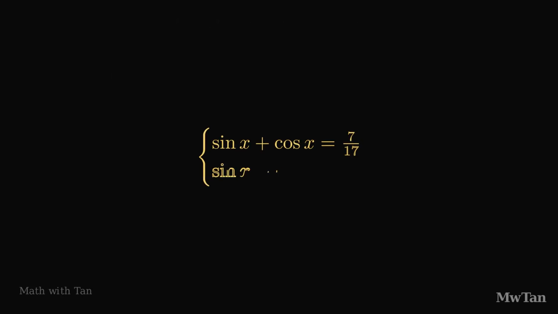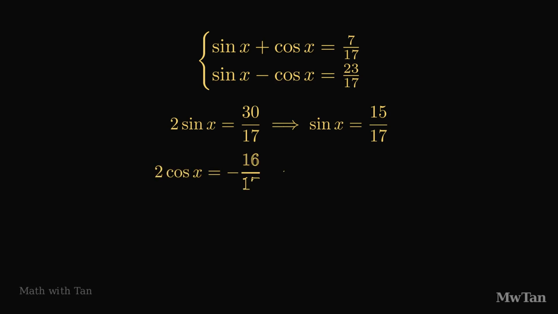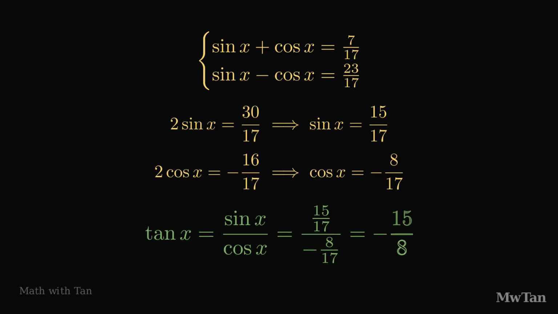We now have a simple system of linear equations. Adding the two equations, we easily find that sine x equals 15 over 17. Subtracting the equations gives us cosine x equals negative 8 over 17. Finally, calculating tangent x as sine over cosine, we arrive at our final exact answer, negative 15 over 8.